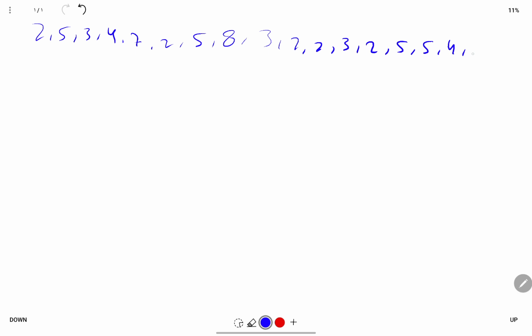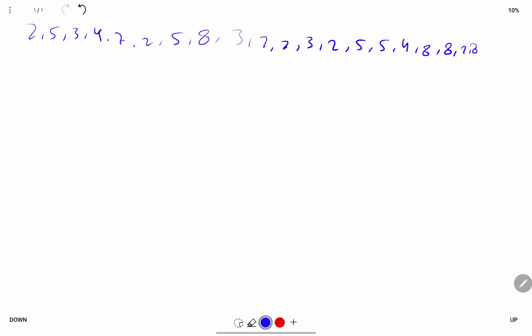Now let's start. Let's say you have the numbers 2, 5, 3, 4, 7, 2, 5, 8, 3, 2, 2, 3, 2, 5, 5, 4, 8, 8, 2, and 8. And we have the table. You have the value, here you have the frequency, and here you have RF, or relative frequency.